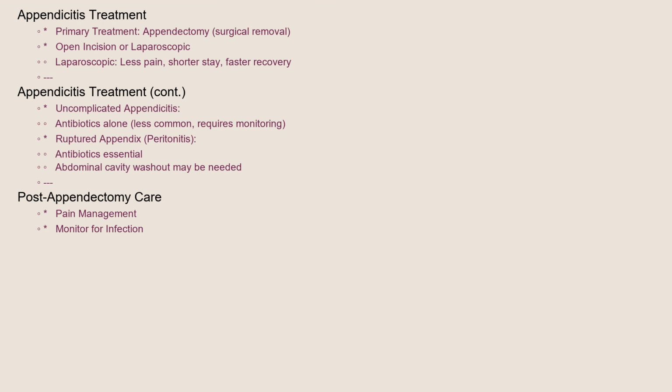The primary treatment for appendicitis is surgical removal of the appendix, a procedure called an appendectomy. This can be performed through an open incision or laparoscopically, using small incisions and a camera. Laparoscopic appendectomy generally results in less pain, a shorter hospital stay, and a faster recovery. In some cases of uncomplicated appendicitis, antibiotics alone may be used as a treatment option, but this approach is less common and requires close monitoring.